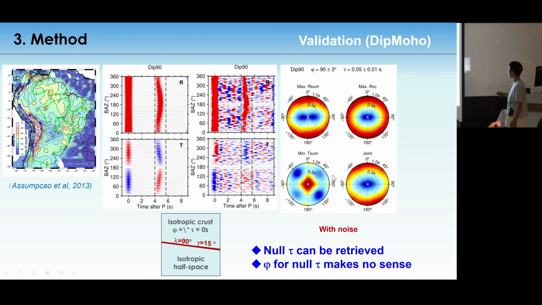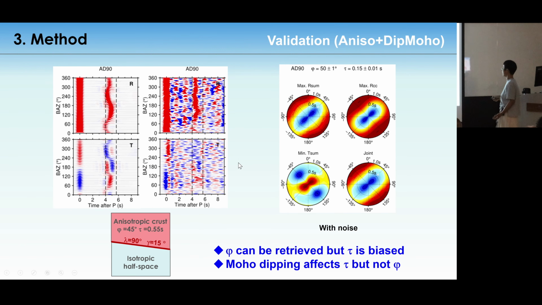From now on, I will only show results with noise. So here are the results for this case, and the input model is here. The tau is 0 because it's isotropic, and we get a tau that is also very small. And the phi is not real, because for the case of a null tau, only tau can be retrieved by this method. Phi for a null tau makes no sense, because it can be any angle, because the polarization is forced, is not real.